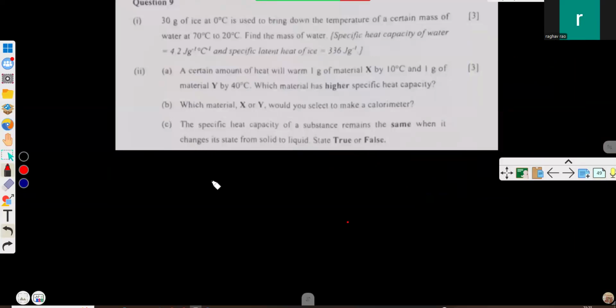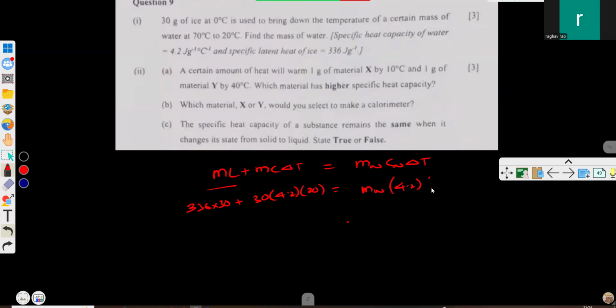Yeah. 30 grams of ice at 0 degree centigrade is brought down to the temperature. So first we have to calculate the ice part. ml plus mc delta T is equal to mass of water into specific heat capacity of water into delta T. So this ml is 336 into 30 plus mass of the water, this 30, into specific heat 4.2 into delta T is 20, is equal to mass of water, which we have to find out, into 4.2 into delta T is 50. When you do this calculation, mass of water is going to be 60 grams. This is what you're going to get.